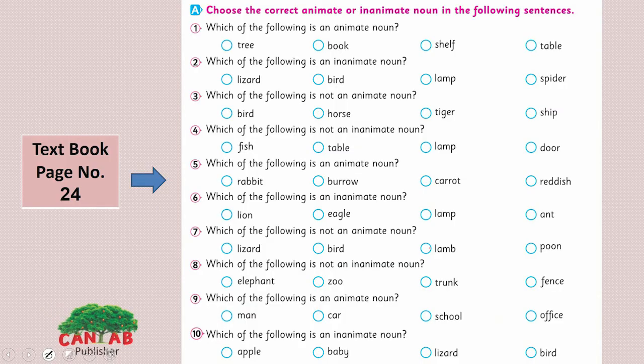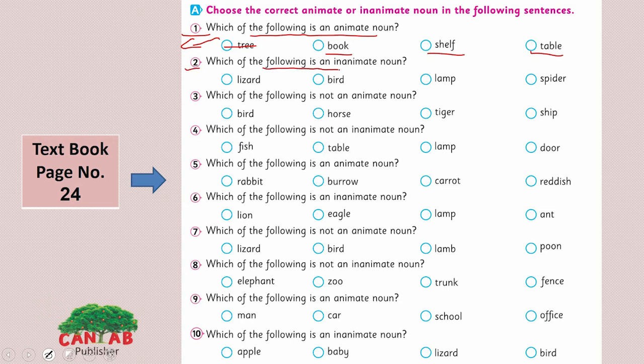Page number 24. Choose the correct animate and inanimate noun in the following sentences. For each sentence, there are 4 options. You have to choose the right one for each sentence. Look at the first one. Which of the following is an animate noun? Tree, book, shelf, table. Yes, tree, because they breathe and absorb water. So the tree is a living being here.